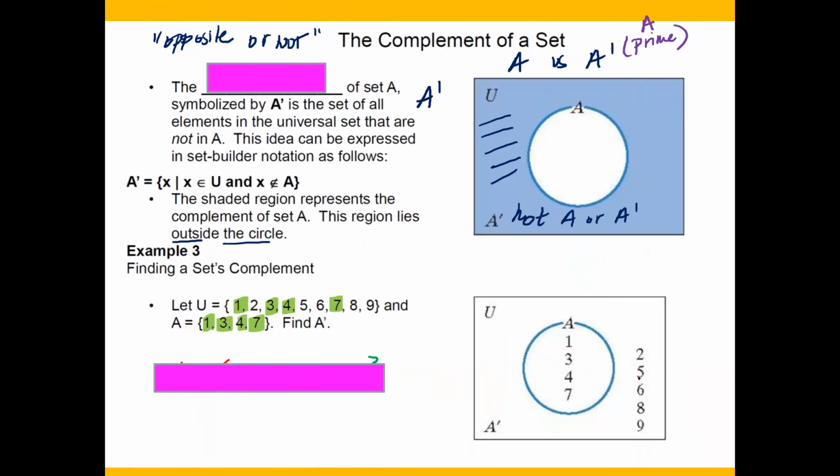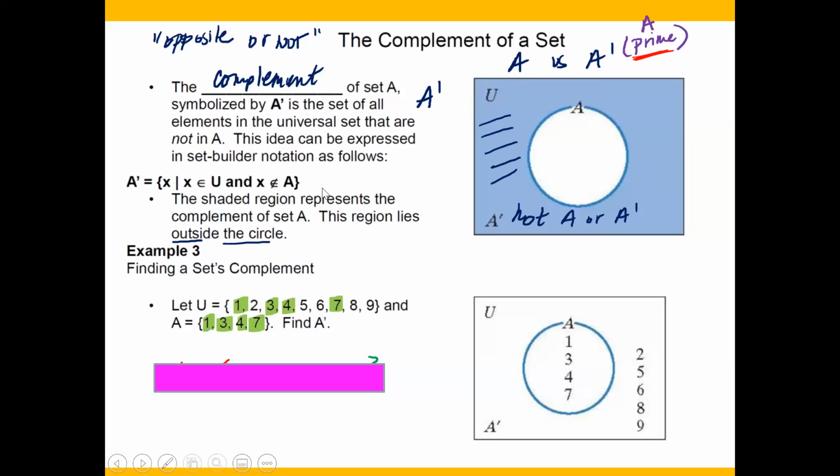The complement of a set. The complement of set A is symbolized by A prime, called prime with a little tick mark, and is the set of all elements in the universal set that are not in A. This idea can be expressed in set builder notation as follows.